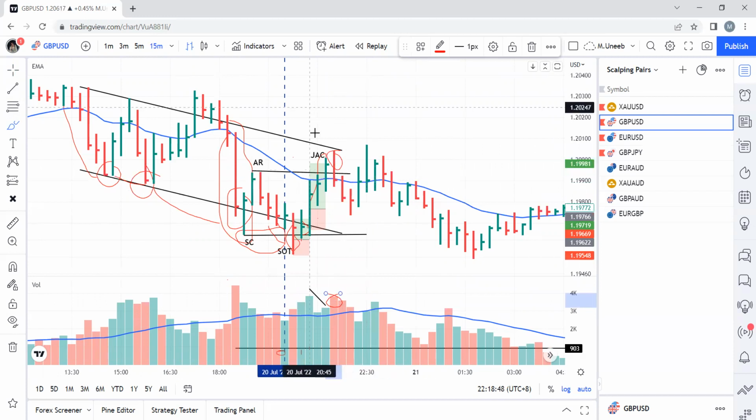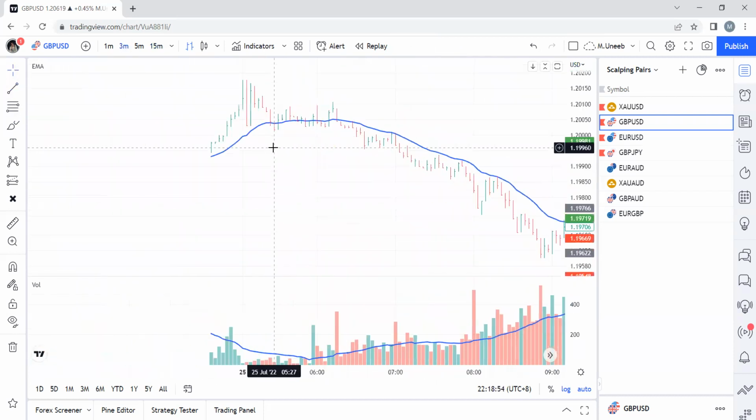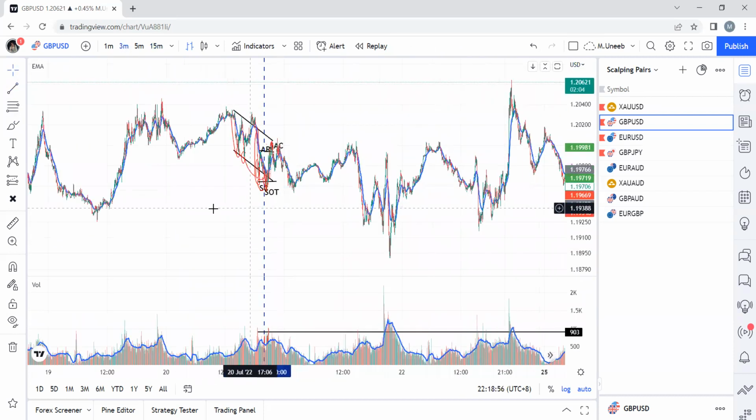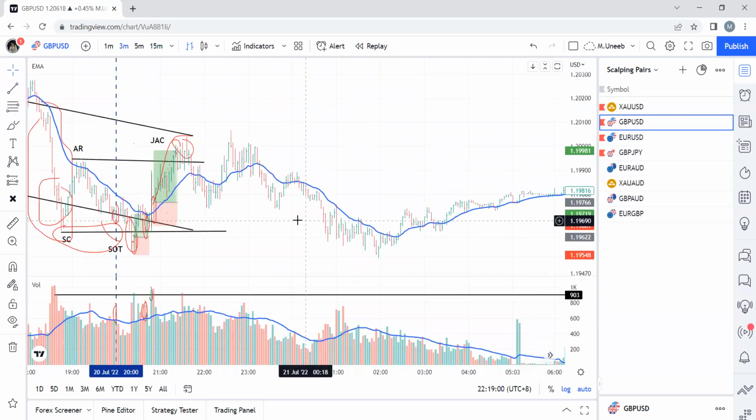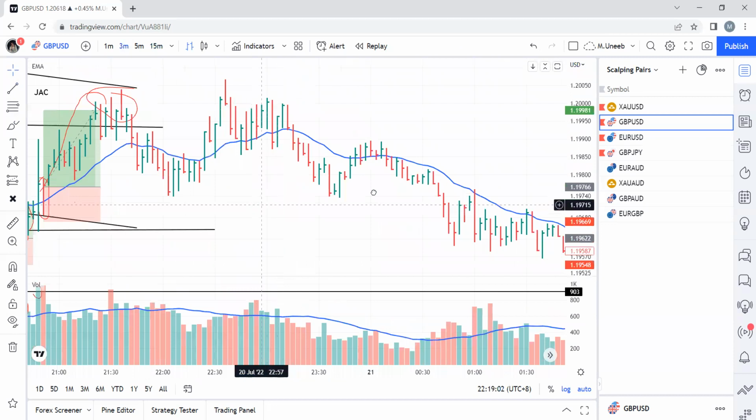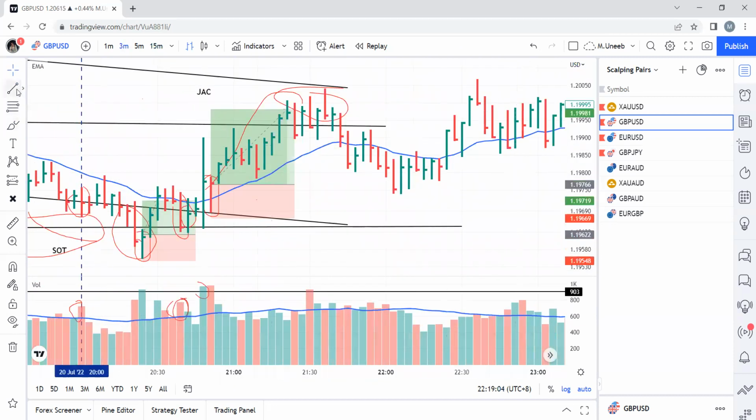Hidden upthrust. Hidden upthrust. This changes our whole bias. And let's see if we can draw the trend channel. If I try to draw the trend channel from here to here on a 5-minute time frame, it's not possible. Let's draw on a 3-minute time frame.